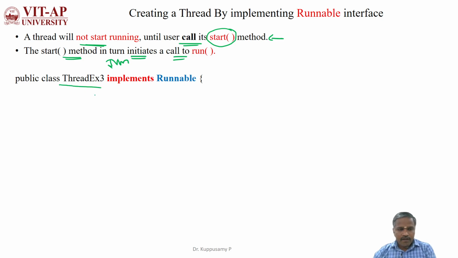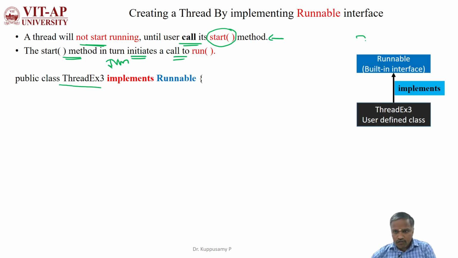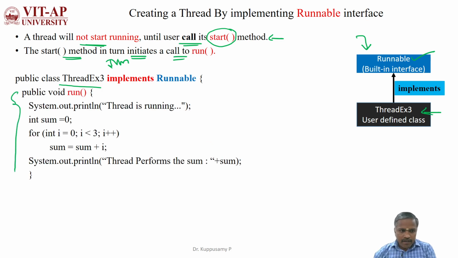I am writing the code: ThreadEx3 implementing the Runnable interface. So this is the block. The Runnable interface is the built-in interface which is implemented by ThreadEx3. Then the action block will be written inside ThreadEx3. The action is just displaying that the thread is running, sum equal to 0, which performs the sum of three numbers from 0, 1, 2. Then 3 will not come, since 3 less than 3 is false. So it performs the addition of these three elements, then displays the value of 0 plus 1 plus 2.